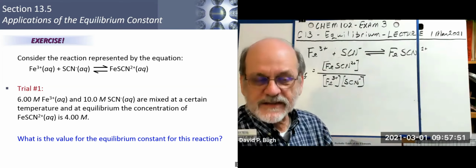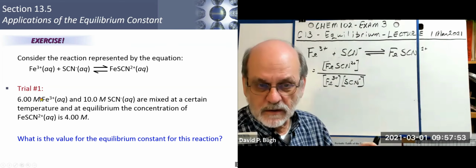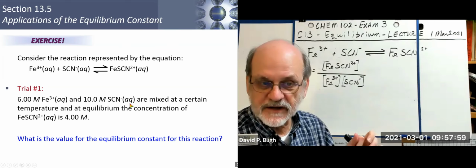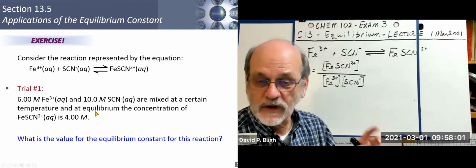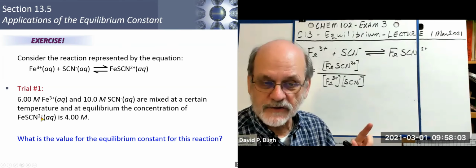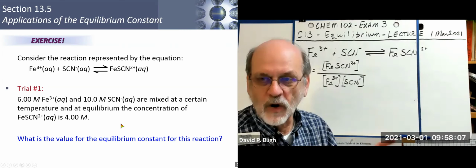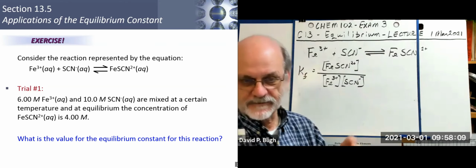Now, we're given this information. 6 molar iron 3+ and 10 molar thiocyanate are mixed at a certain temperature, and at equilibrium, the concentration of iron thiocyanate is 4 molar. Okay. What's the equilibrium constant?